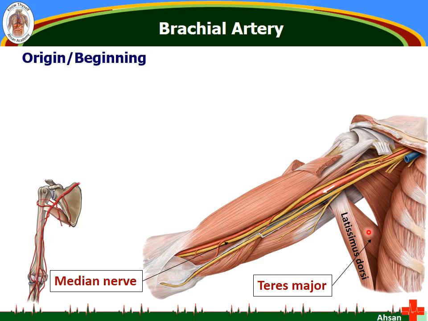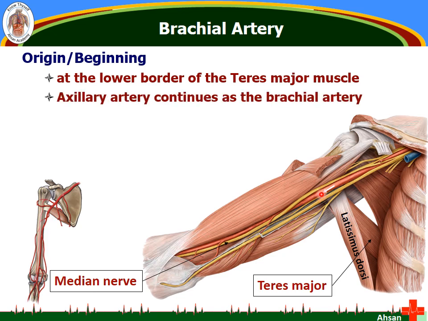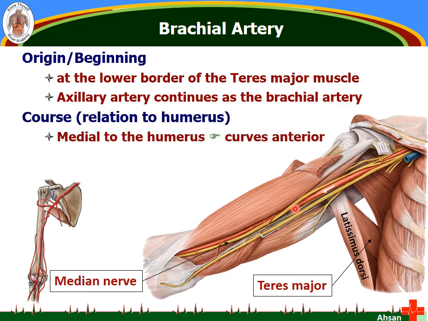This is the teres major muscle, and this is the inferior border of the teres major muscle. So this axillary artery continues up to here, where it becomes the brachial artery. The brachial artery moves downward, and it curves anteriorly to pass behind the median nerve.